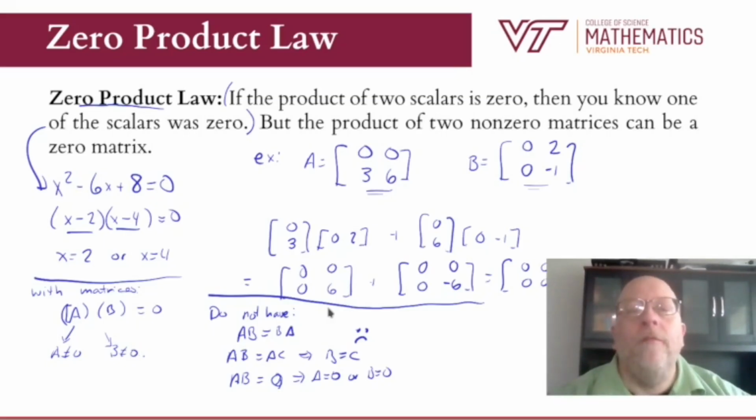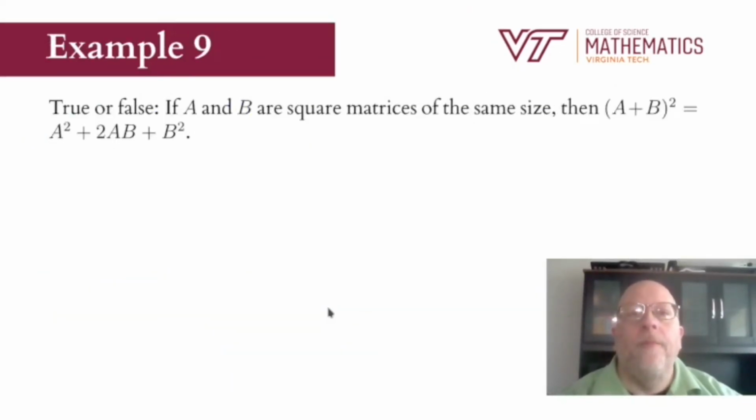So I want to throw in a couple of applications of these things that we don't have yet, so that you'll see how they work. Is this question true or false? If A and B are square matrices, then (A plus B) squared equals A squared plus 2AB plus B squared.